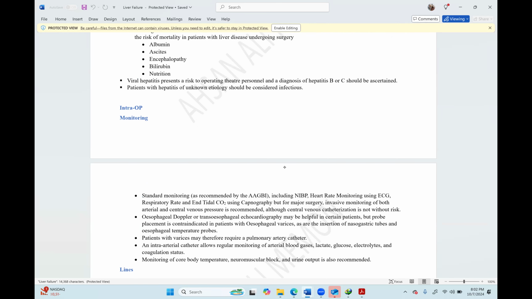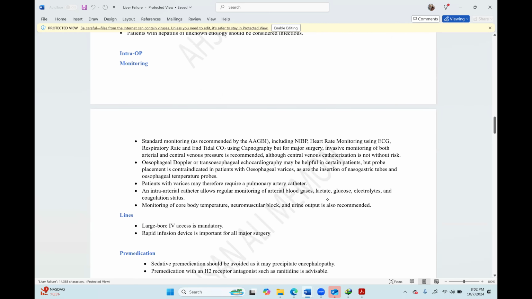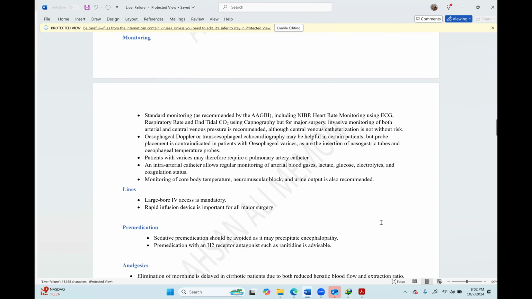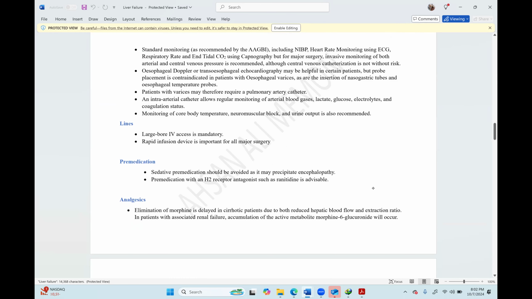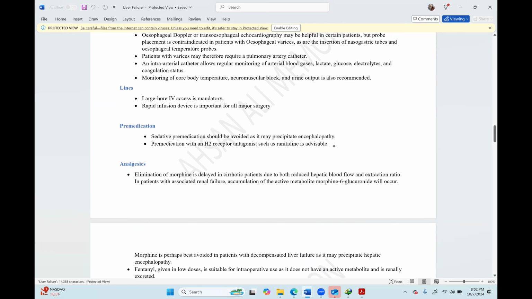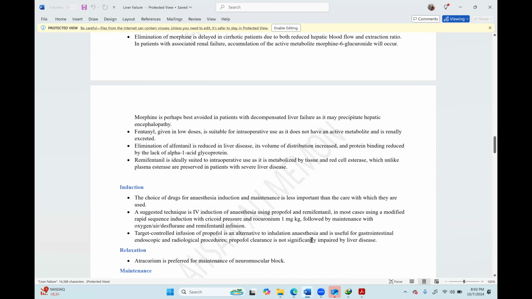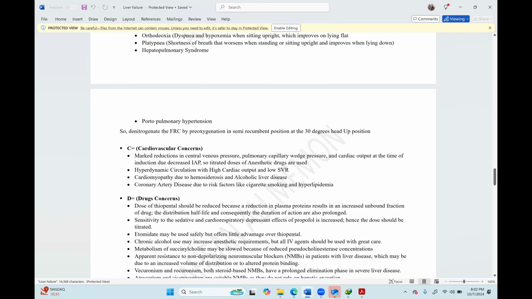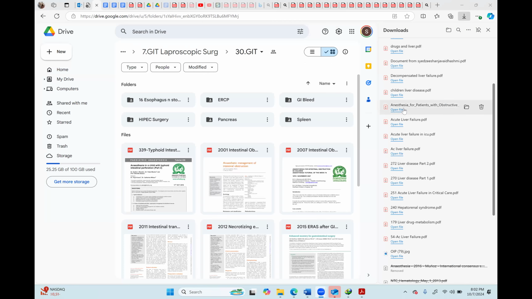monitoring, the standard monitoring, and additional will be intra-arterial blood pressure monitoring, ABGs, temperature, neuromuscular blockade, urine output. Large bore IV cannulas is mandatory. Rapid infusion system, it's a good one.